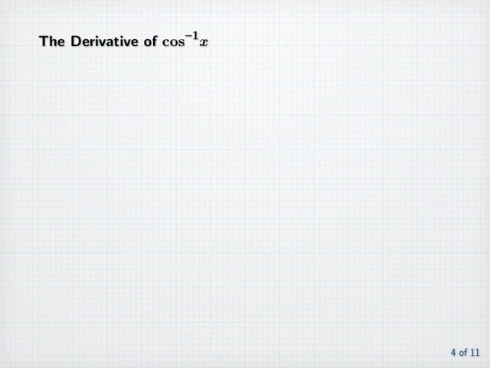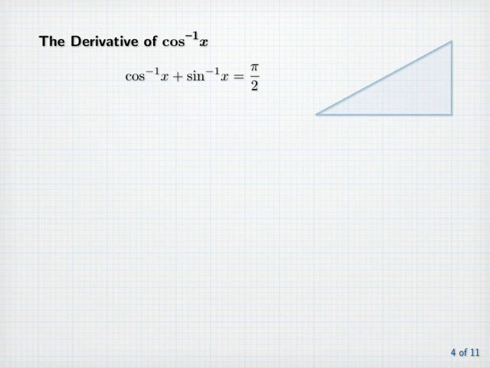Derivative of inverse cosine of x. Here we'll use an identity to write inverse cosine in terms of inverse sine. The inverse cosine of x plus the inverse sine of x equals pi over 2. This is basically about the fact that when x is between 0 and 1, inverse cosine of x and inverse sine of x are radian measures of complementary angles as shown here in the figure.